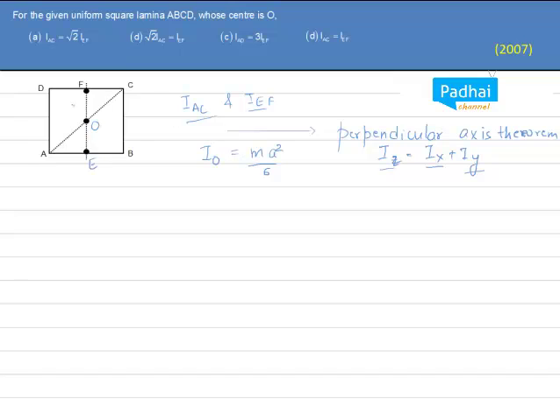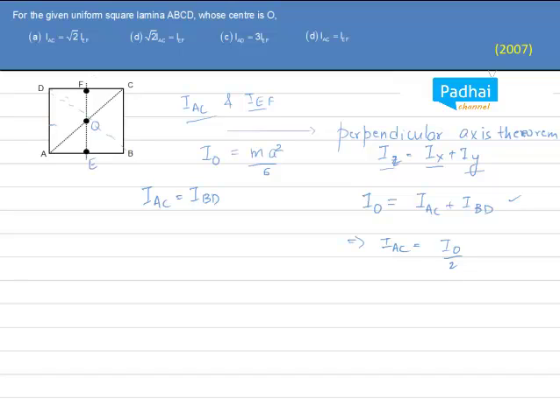That means if I talk about AC and BD, what will happen? I can write I_O will be equal to I_AC plus I_BD. This would be absolutely correct. So that means I_AC will be equal to I_O by 2, because these two are very much symmetrical. AC and BD mean the same thing. So I_AC will be equal to I_BD. Absolutely correct. So I_AC will be equal to I_O by 2.